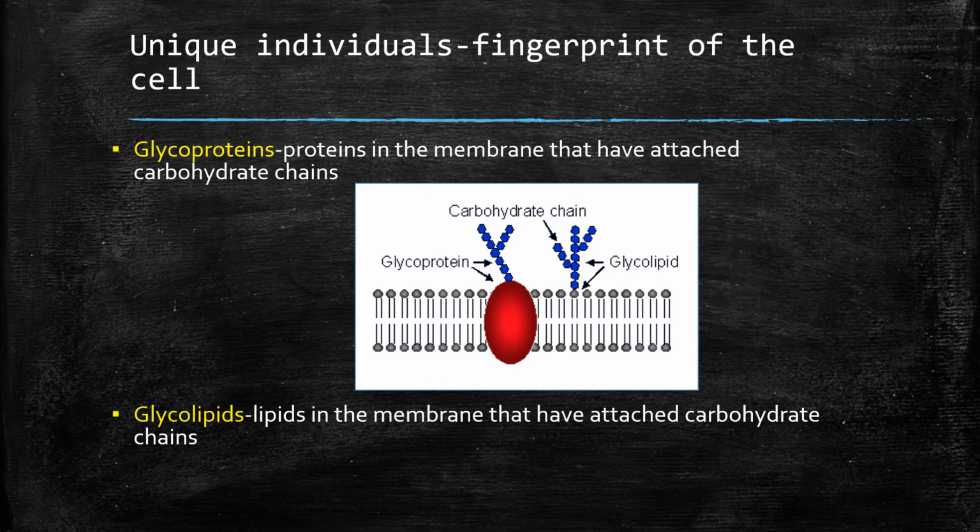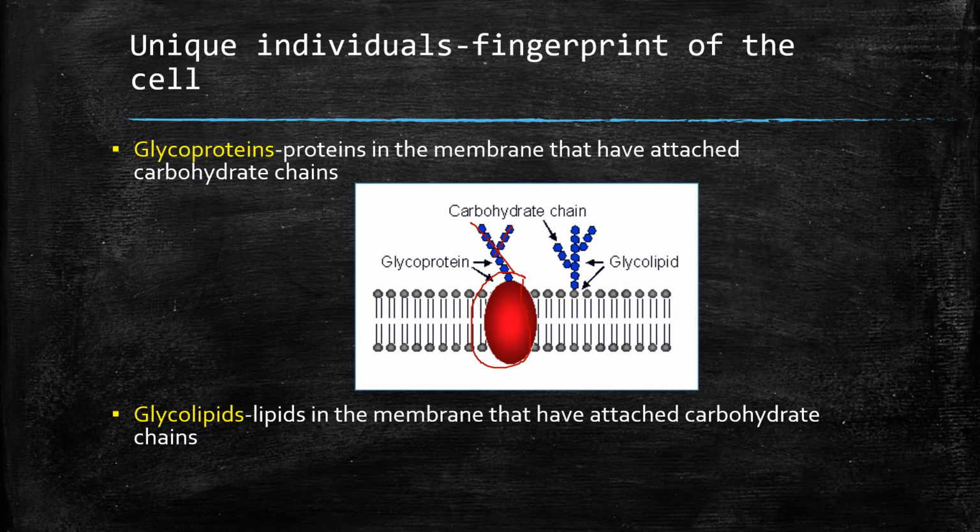So we find those carbohydrates in 2 different forms. One is what we call a glycoprotein, and so that essentially means that one of the proteins in the membrane has a carbohydrate chain attached, and so we can see that here on the left. This one is an integral protein with a carbohydrate chain attached. That's a glycoprotein.